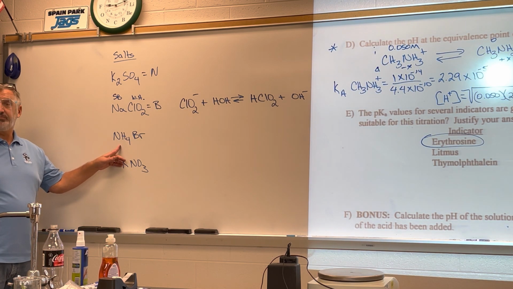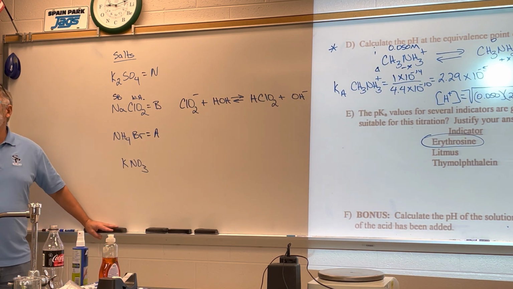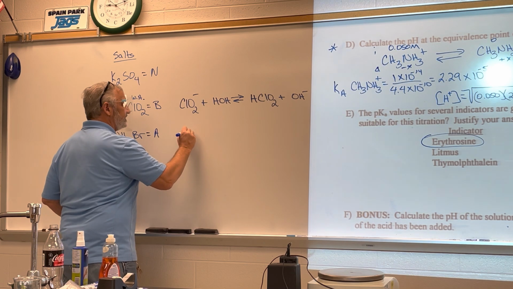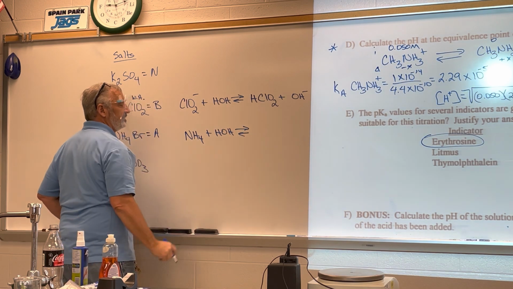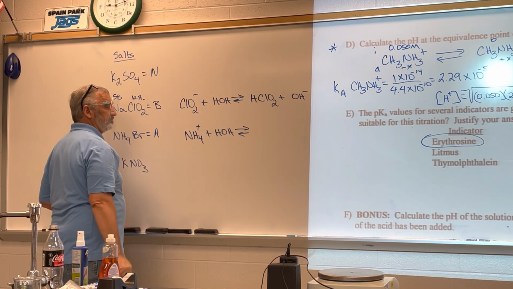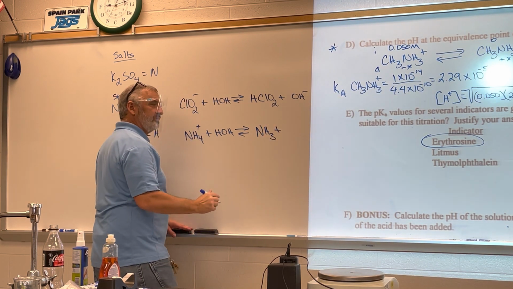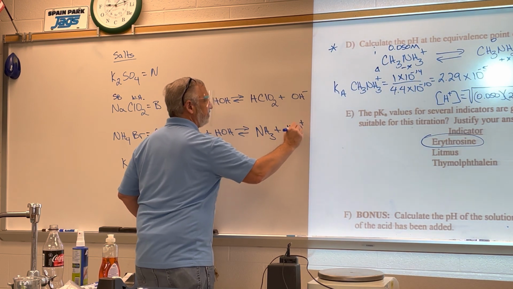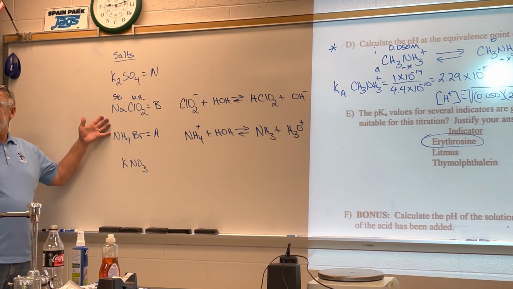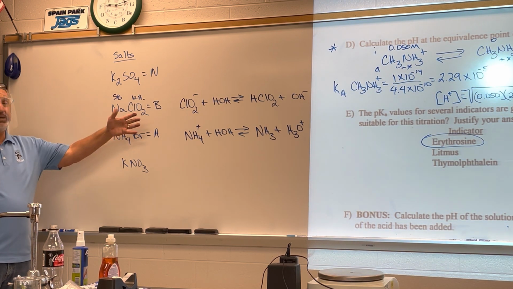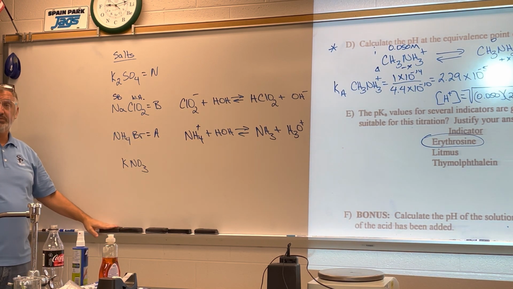What about this one? It's acidic. So which part is going to react with the water? NH4 plus. Now again, I'll go ahead and include water on this one. So what will it make? Plus what? H3O plus. So we need to be able to identify salts as acidic, basic, or neutral, and be able to write an equation for how they're going to react with water, why they're acidic, basic, or neutral. And what about this last one? It's neutral.